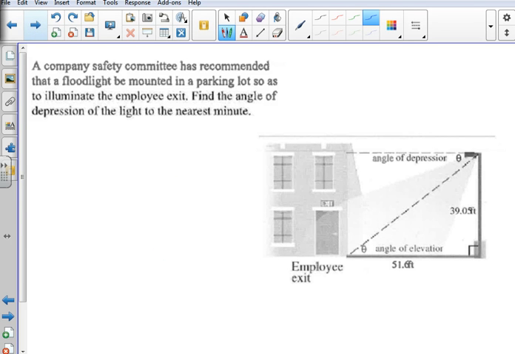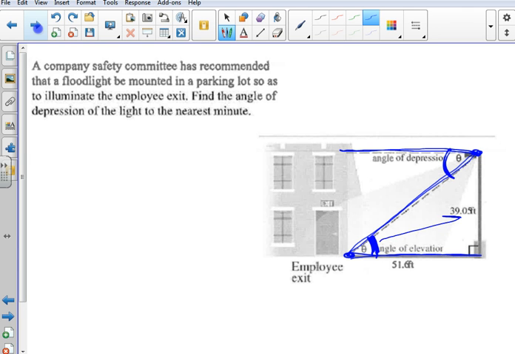All right, so the company safety committee recommended to find the angle of depression of the light to the nearest one. So the angle of depression is this right here, which, by the way, since the horizontal here is parallel to the ground, is also this angle here. So if you were here looking down at this corner of the building, it'd be the same angle as if you were here looking up at the top of the lamppost. Makes sense. So I'm looking for this angle.